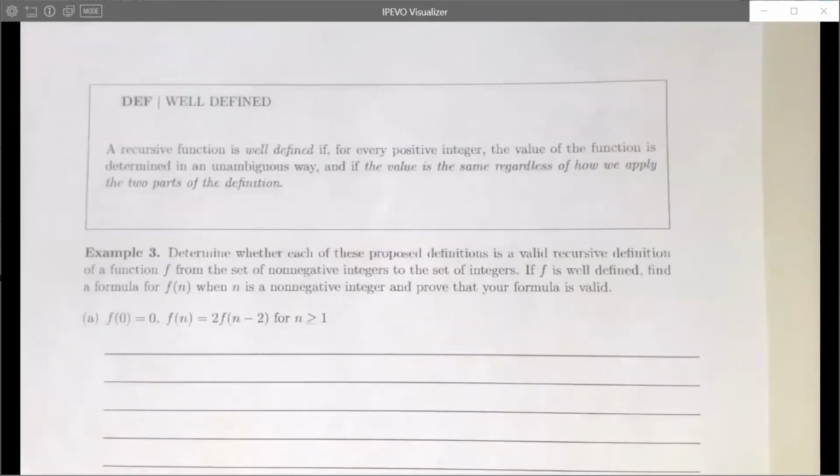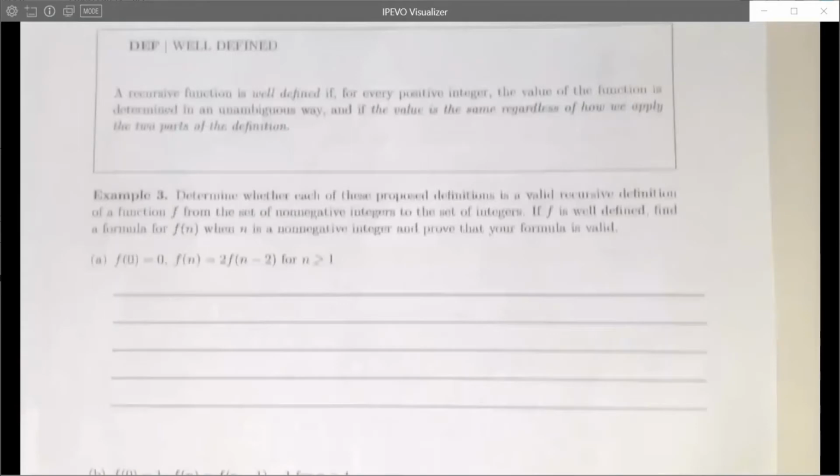So for example 3, they're asking us to determine whether the proposed definition over the set of non-negative integers to the set of integers is well defined. And if it is well defined, we want to find a formula for f of n where n is a non-negative integer. We're also going to prove that the formula is valid.